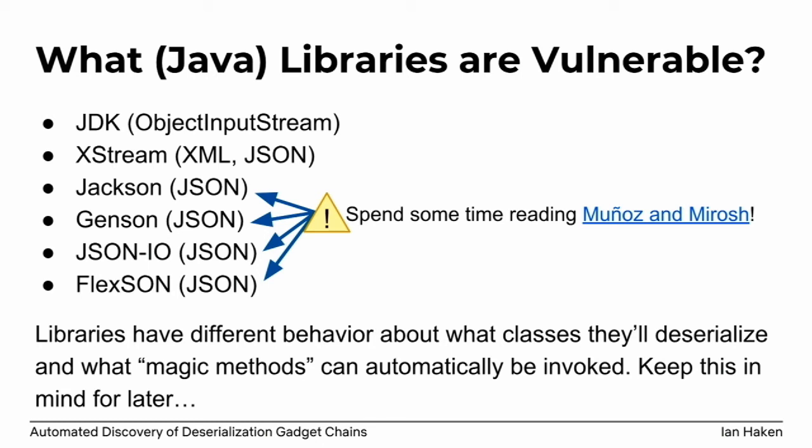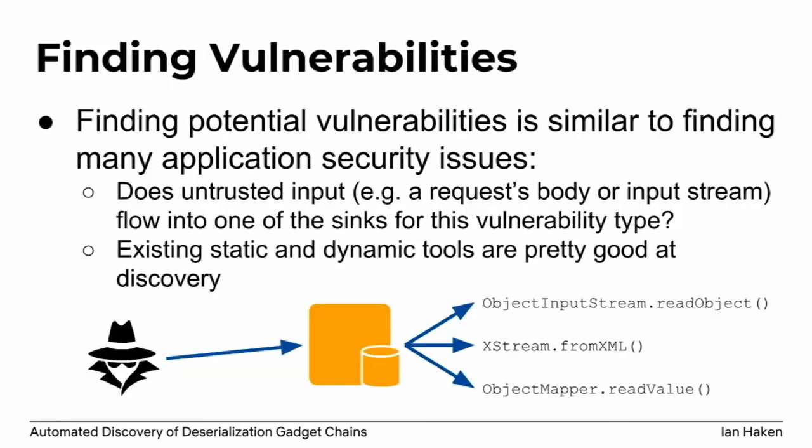So you should spend some time reading Muñoz and Miroshnikov if you're worried about those and understanding exactly how and when those are exploitable. But the point is that there's lots of different libraries, and all those libraries have different ideas about what classes they'll deserialize and what magic methods will be invoked. And so those different libraries might end up having different types of gadget chains possible. And that's something to keep in mind for later.